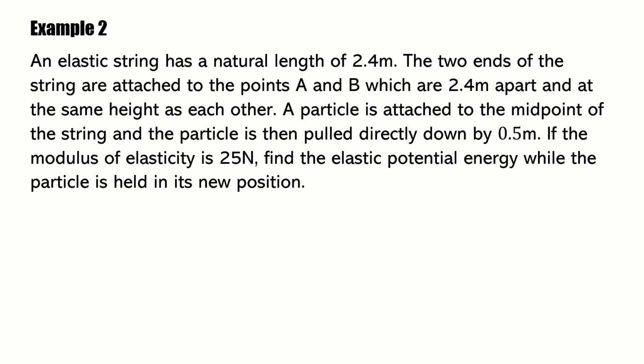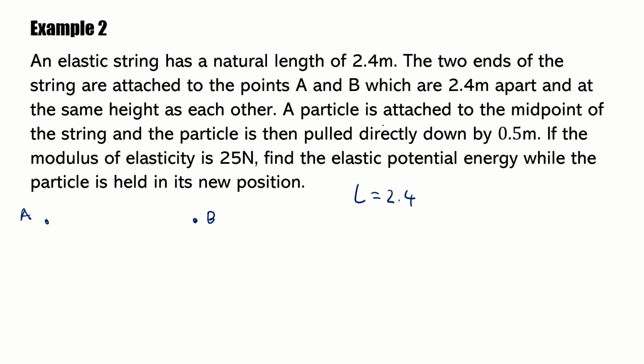We've got an elastic string with a natural length of 2.4, so therefore L is equal to 2.4. The two ends of the string are attached to the points A and B, which are 2.4 meters apart, so we have A and B there and there. And when the string is attached to those points, it's not being stretched at all at that point. The 2 points are the same height as each other as well, that's why I drew them horizontally from each other.